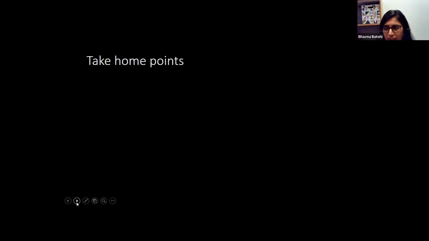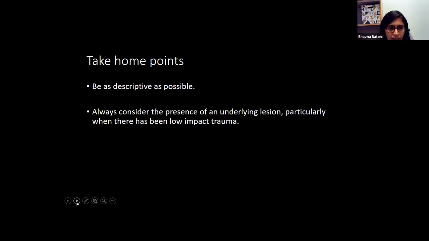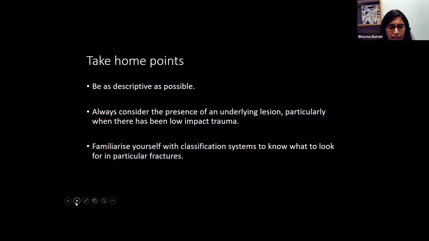All right, so some take-home points. I think it's important to be as descriptive as possible when it comes to describing a fracture. Think about fracture orientation, the location, involvement of the joint. As I said, I use 2 millimeters as my cutoff to describing whether the separation of the fragments or intra-articular step is significant. Always consider the presence of an underlying lesion, as we saw in the last case, particularly where there's been low impact trauma. And also, it's important to familiarize yourself with classification systems, even if you don't use them regularly in your reporting, just to know what to look for in particular fractures. Thank you very much for your attention.